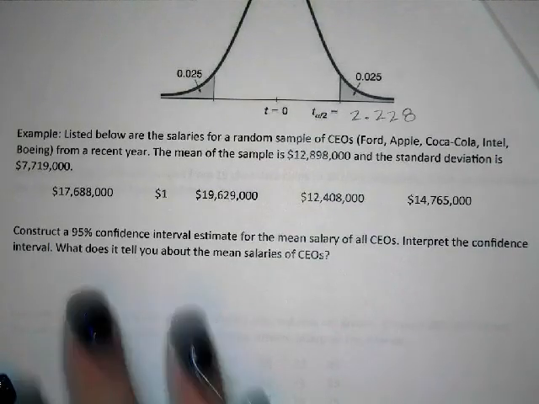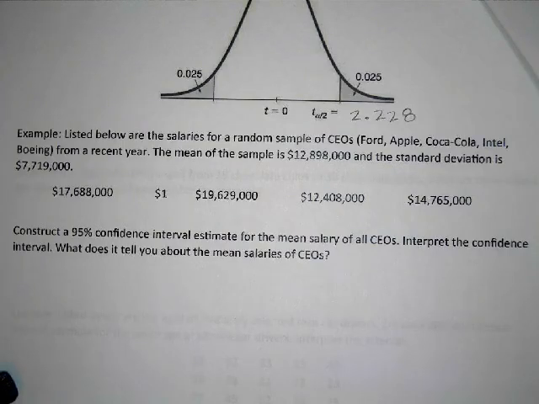For this example, it says, listed below are the salaries for a random sample of CEOs, Ford, Apple, Coca-Cola, Intel, Boeing, from a recent year. The mean of the sample is 12,898,000, and the standard deviation is 7,719,000. So here are the salaries listed out. Construct a 95% confidence interval estimate for the mean salary of all CEOs. Interpret the confidence interval, and then what does it tell you about the mean salaries?